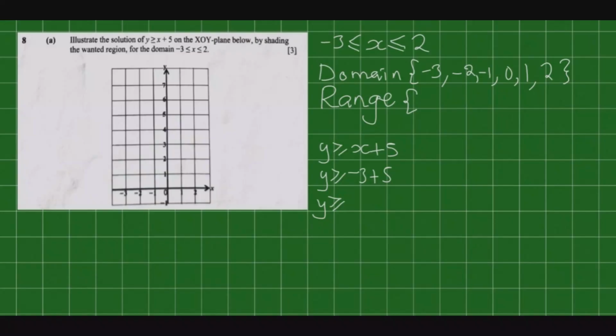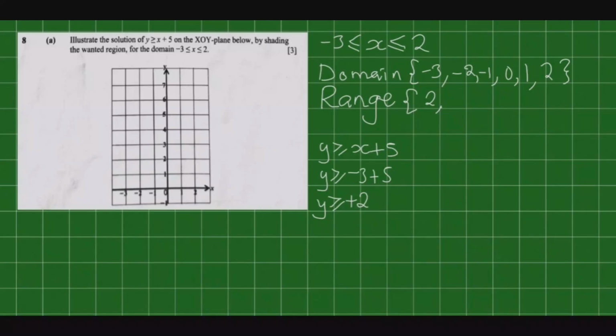Okay, so you can either put a positive sign or leave it like that, because we know that a number without a positive sign or any sign is positive. So 5 minus 3 will give us 2. So when x is equal to negative 3, then y will be 2.